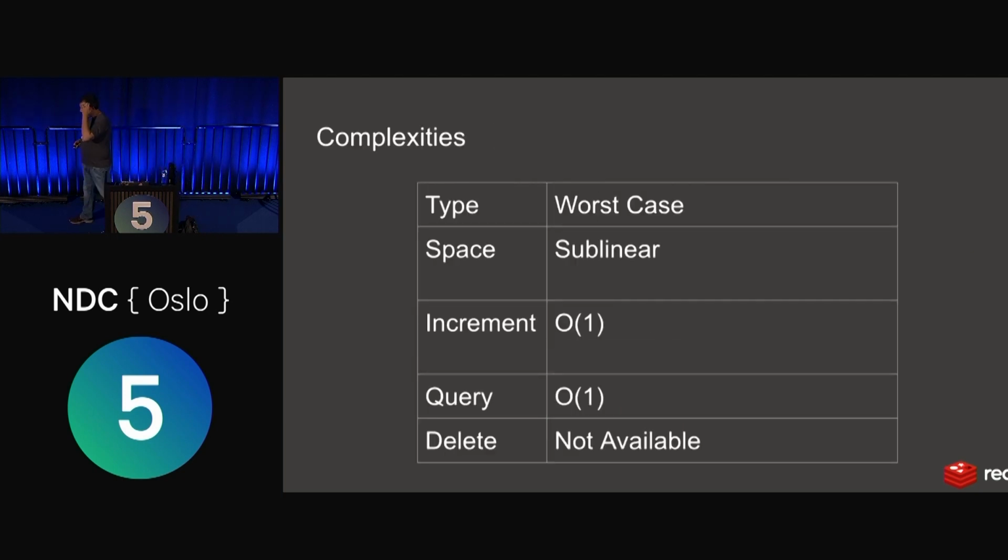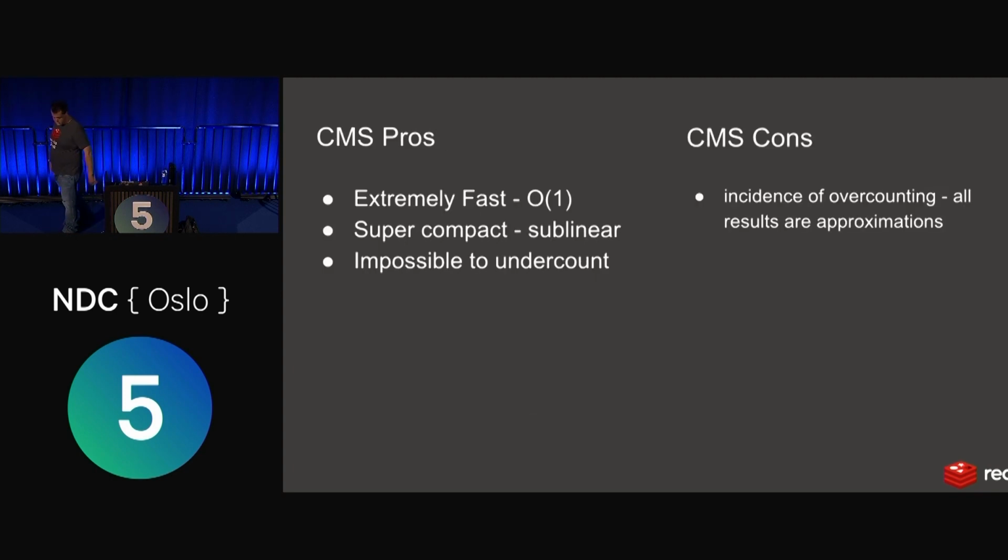So let's look at the complexities of this. The space complexity of this is sublinear, right? If you have billions of records, you do not need to have billions of cells within your Count-Min sketch. Your increment is order 1, your query is order 1, and your delete operations, again, they're not available. For the same reason as the Bloom filters, a delete here would compromise the integrity of the sketch, so we don't expose delete operations.